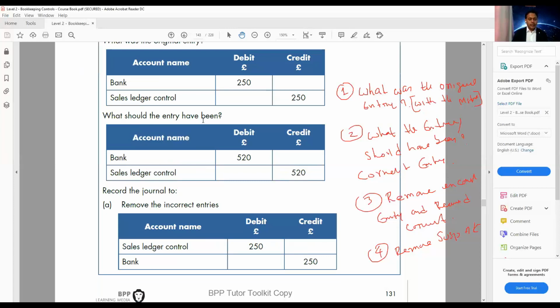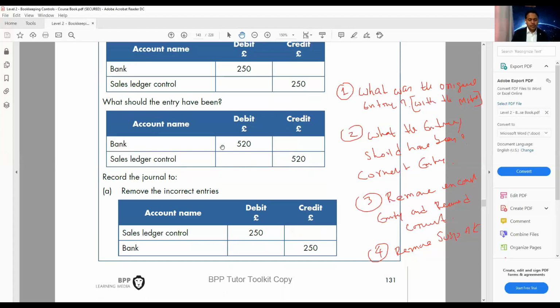Then what should the entry have been? So if I haven't made any mistake, what is the correct entry supposed to be? The correct entry is supposed to be 520 and 520.